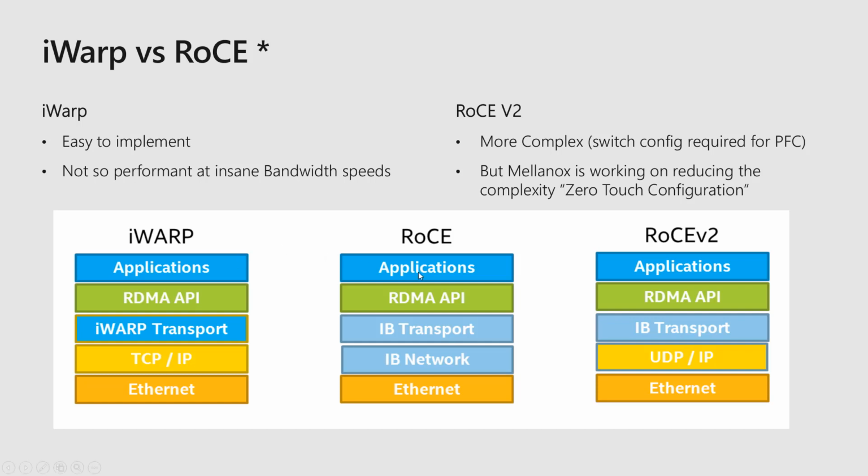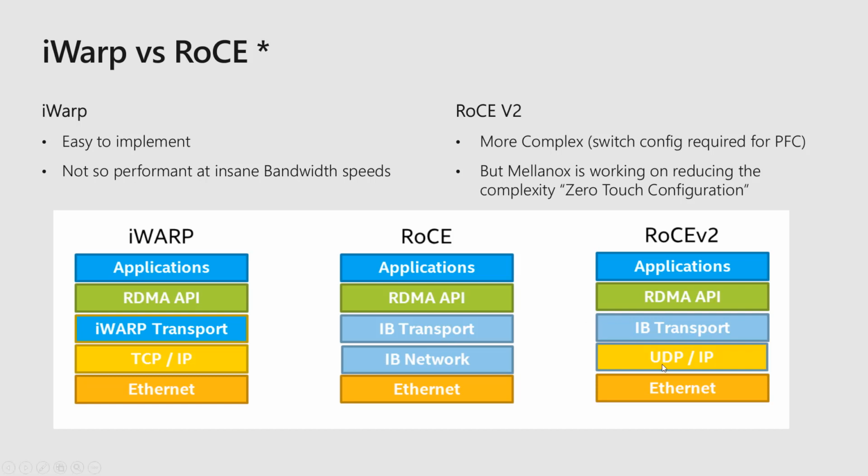To mitigate this disadvantage, RoCE v2 was invented, and here we see the InfiniBand packet is now put into a UDP packet, then an IP packet, and then on Ethernet.